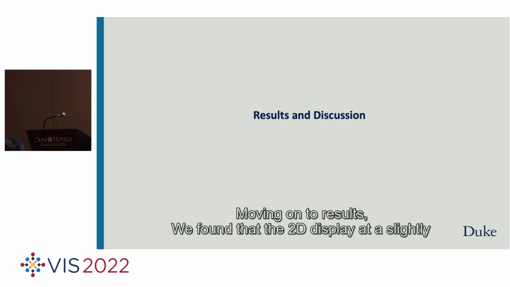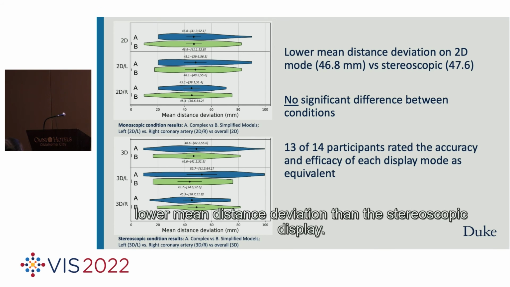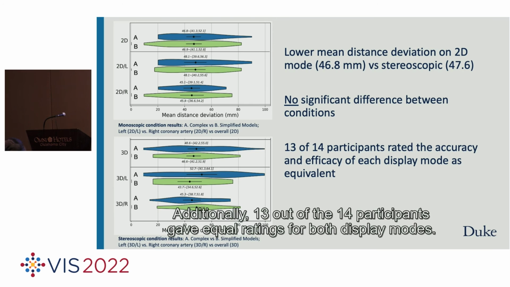Moving on to results, we found that the 2D display had a slightly lower mean distance deviation than the stereoscopic display. However, there were no significant differences between the 2 conditions. Additionally, 13 out of the 14 participants gave equal ratings for both display modes.